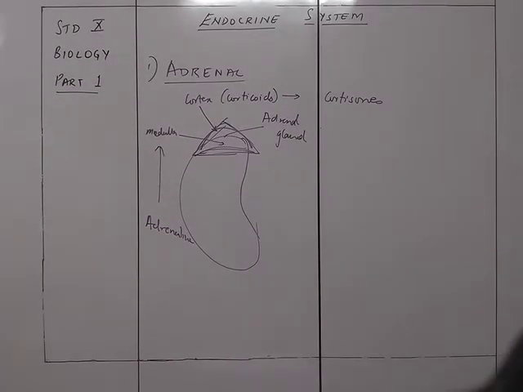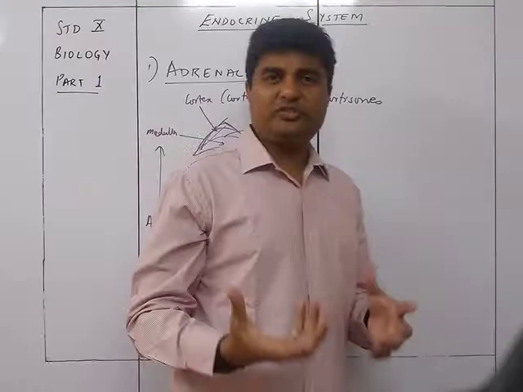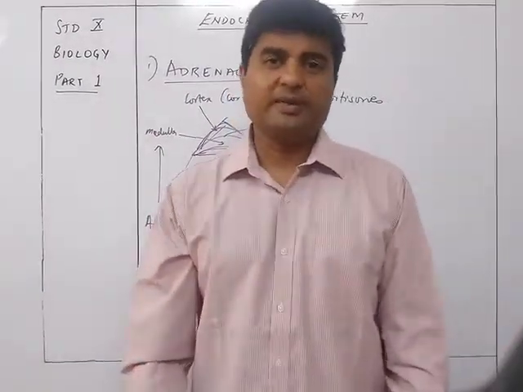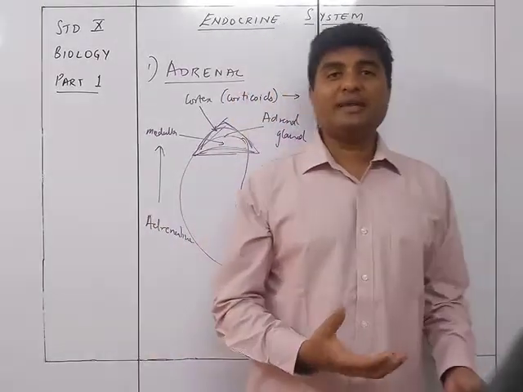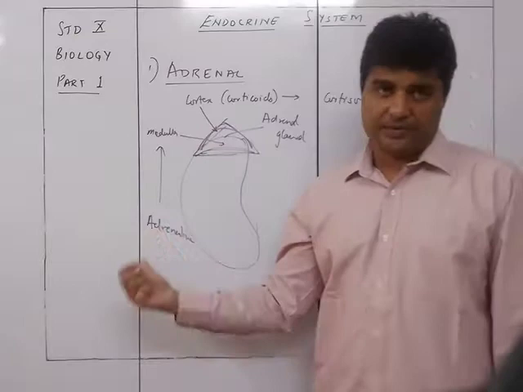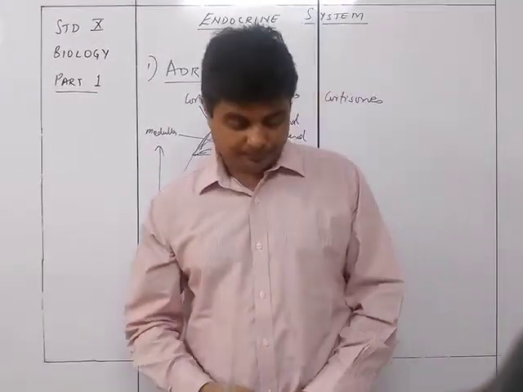So we continue with the adrenal gland. We just discussed that the adrenal medulla produces adrenaline and gives you a lot of changes in your body, which is almost like the sympathetic conditions of the autonomic nervous system. So that is about the adrenal medulla, which produces adrenaline, which prepares your body to fight or flight.